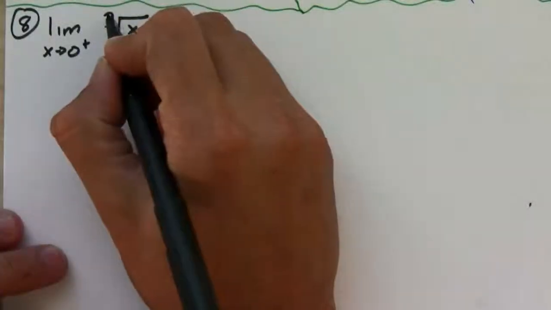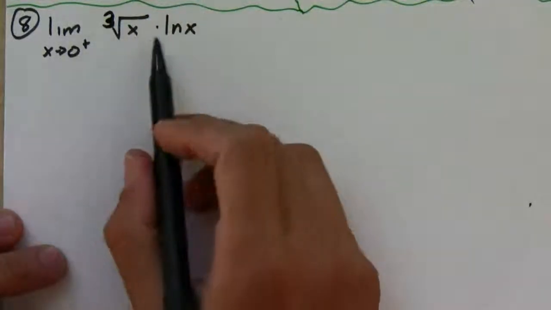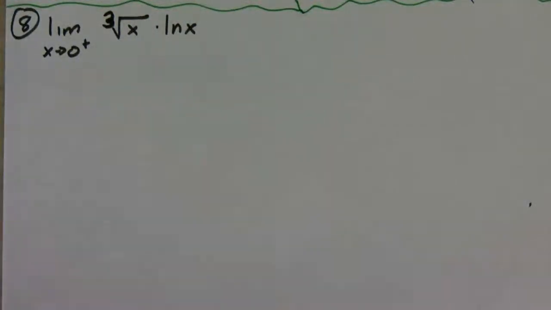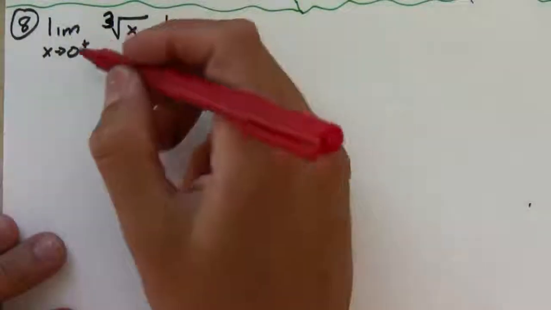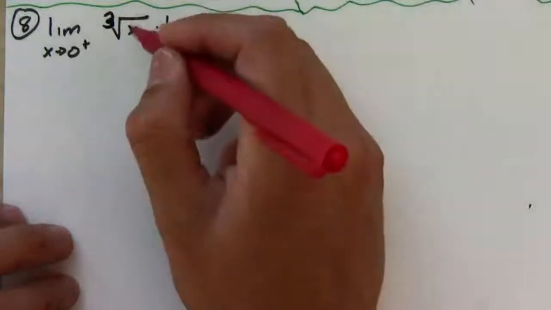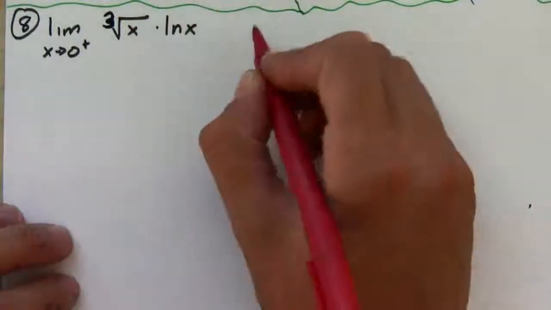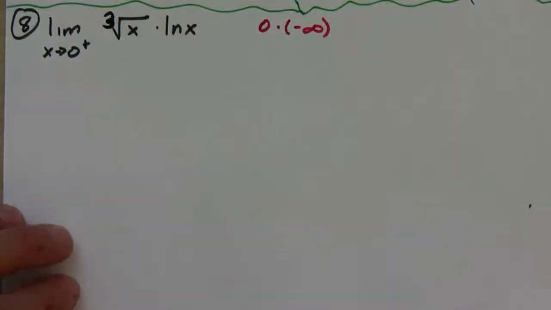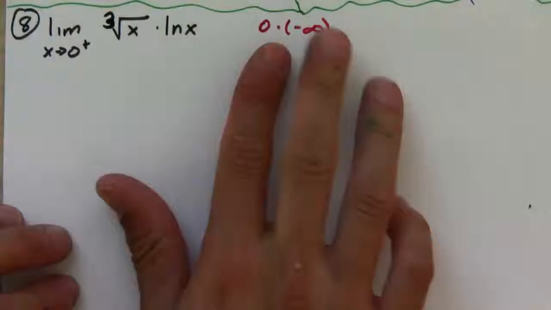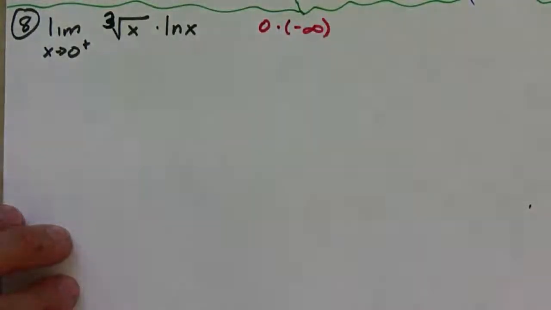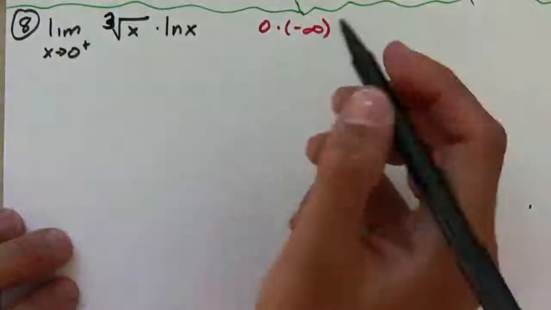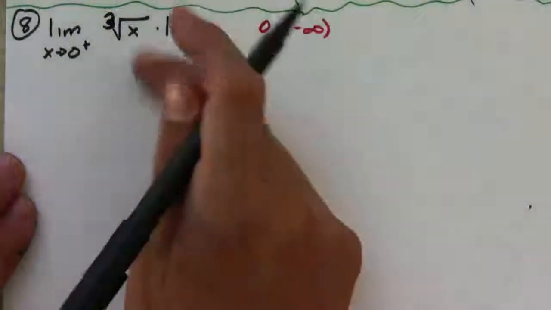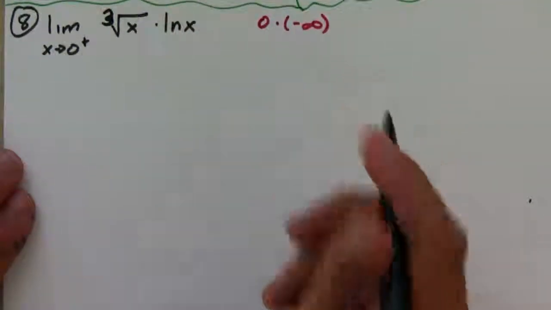Okay, so in this problem we have the cube root of x times natural log of x. And as usual, remember, we always plug in the value to see where it's going. This first one's going to 0, and the second one's going to negative infinity. So this is indeterminate, and whenever we have 0 times infinity, what we've done so far is turn it into a fraction by using our little backwards tortilla trick.